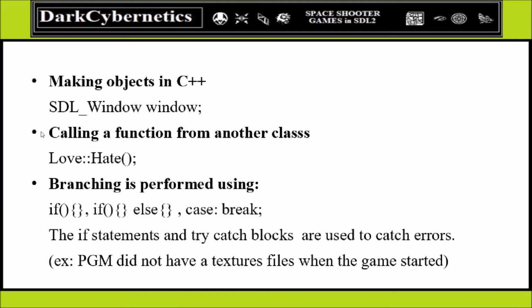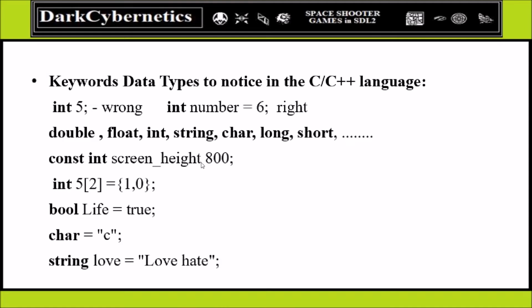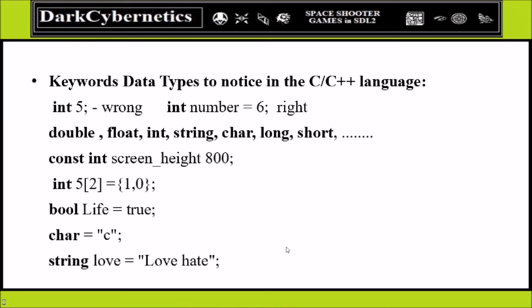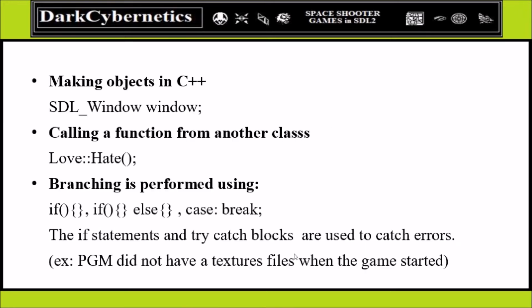Making objects is easy inside C++ and SDL. We just need to name the object. So if you have an SDL window, we call our window, right? And if we want to have a love and hate relationship by using information from one class in another, we need to use the scope operators. We just use a dot, right? The branching in a lot of languages is if else, case break. Some languages have a try-catch block, right?